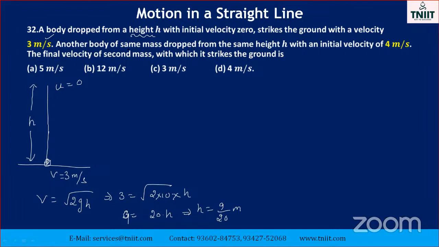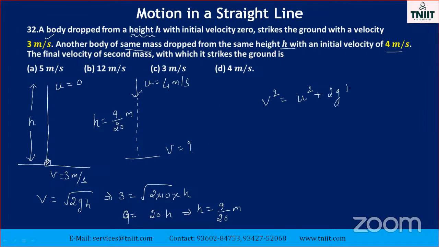Now, another body of the same mass is dropped from the same height with initial velocity 4 meter per second. It is thrown with what initial speed? 4 meter per second. And now they are asking with what velocity it is going to strike. Now you found the height value as 9 by 20 meter, students. So to find this velocity, v squared is equal to u squared plus 2gh.